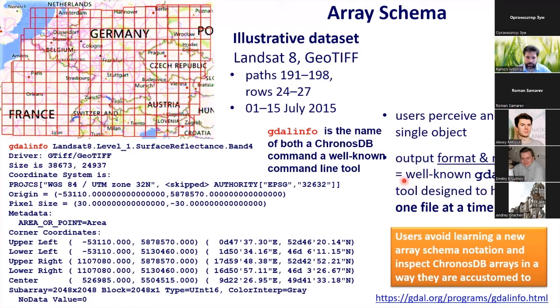And this gdal_info tool handles only one file at a time. On the contrary, here gdal_info prints the information, the schema, for a very large array consisting of subarrays. Because gdal_info is quite popular, most users avoid learning a new array schema notation, and they can inspect ChronosDB arrays in a way they're accustomed to.